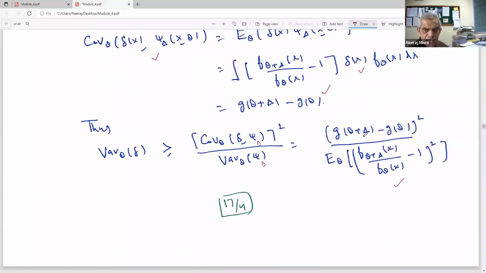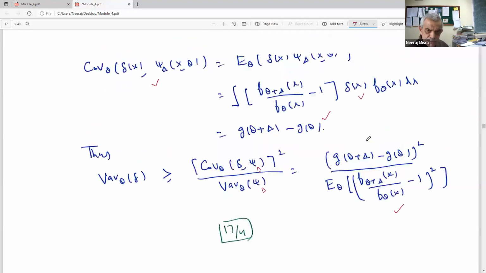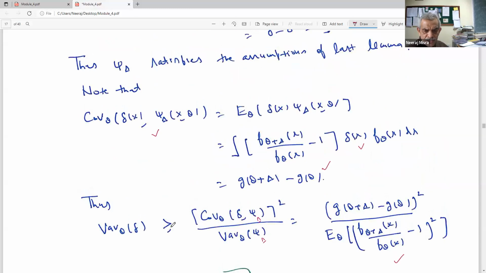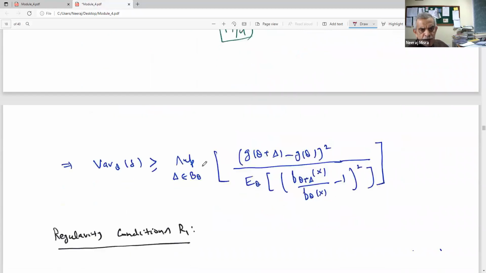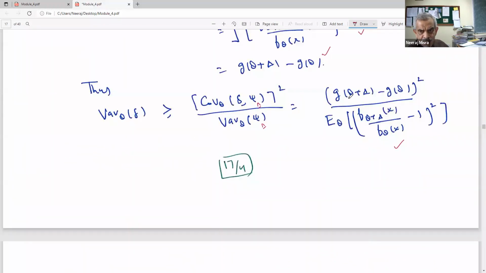Here the assumption was that my delta has been chosen so that for theta belonging to capital Theta, theta plus delta should be different from this, because then only you can get a non-trivial inequality. So this inequality holds for all delta such that g theta plus delta is not equal to g theta, and theta plus delta belongs to the parameter space. So I can take the supremum, because it holds for all such delta. If something is less than or equal to something for all delta, it would be less than or equal to the supremum of this.